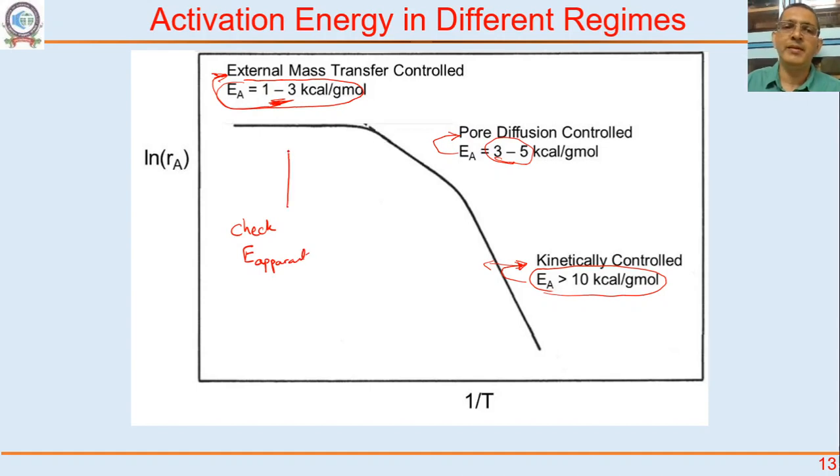Is it like this? Then we can conclude whether we are in an external mass transfer control regime or pore diffusion control regime or kinetically controlled regime. Think about all these things. This rate versus temperature is our experimental observation. We can do an experiment and find out.